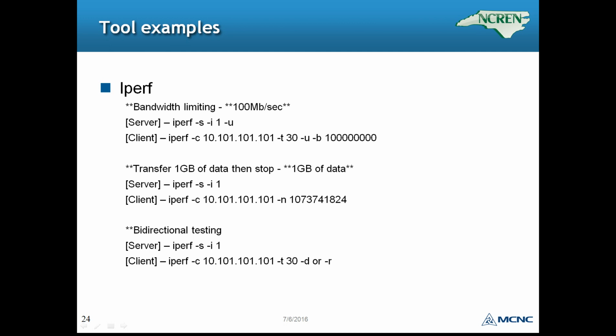With the recursive test, there's 2 flags. There's either a -D or a -R. Either one of them will get you a bidirectional test. I think -D is actually bidirectional and -R is recursive, but both of them basically give you the exact same data. So it doesn't matter which switch you use. Okay.